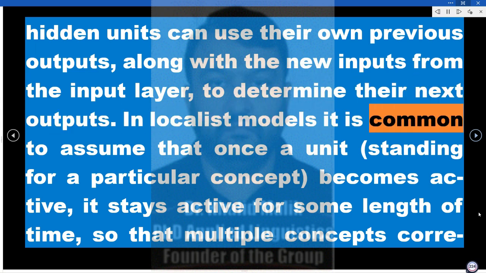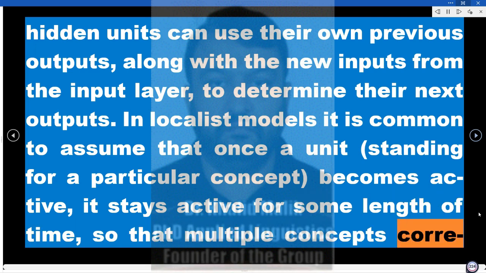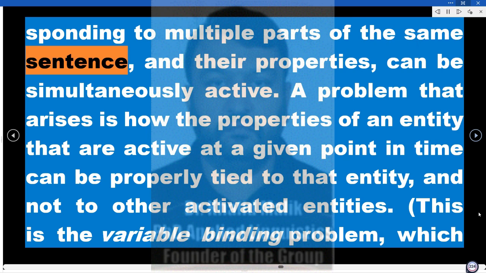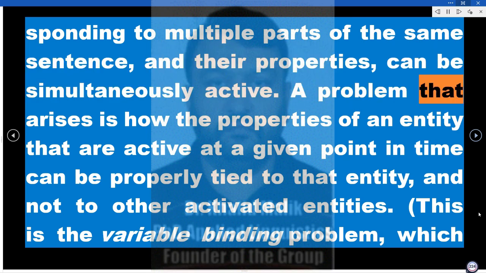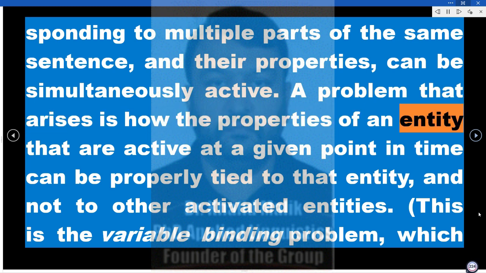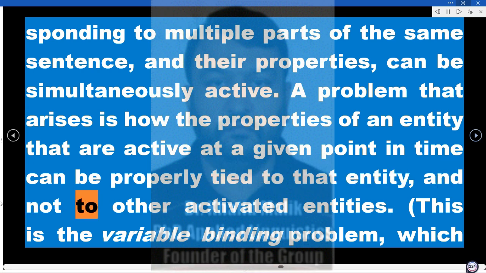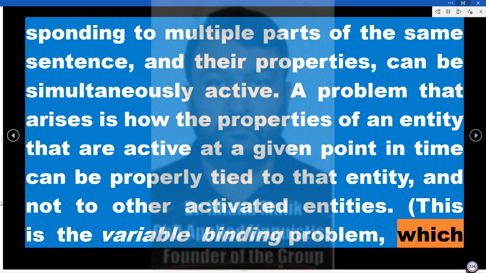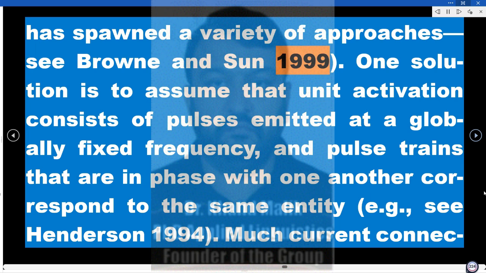In localist models it is common to assume that once a unit, standing for a particular concept, becomes active, it stays active for some length of time, so that multiple concepts corresponding to multiple parts of the same sentence, and their properties, can be simultaneously active. A problem that arises is how the properties of an entity that are active at a given point in time can be properly tied to that entity, and not to other activated entities. This is the variable binding problem, which has spawned a variety of approaches, see Brown and Sun 1999.